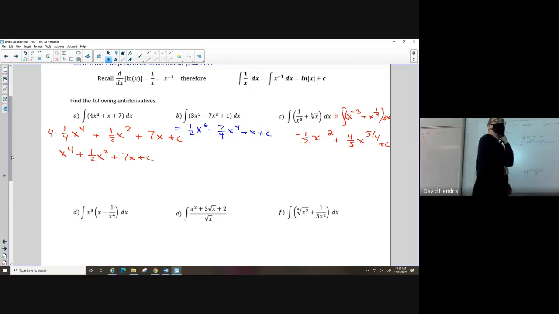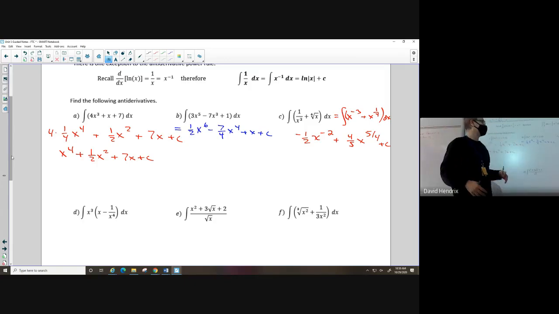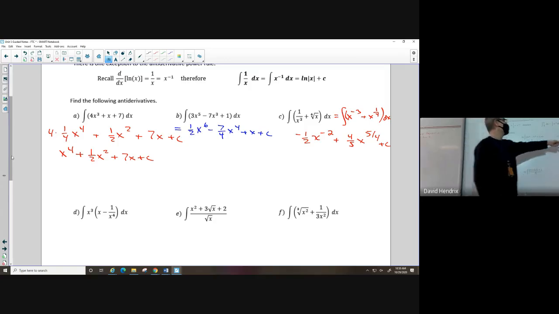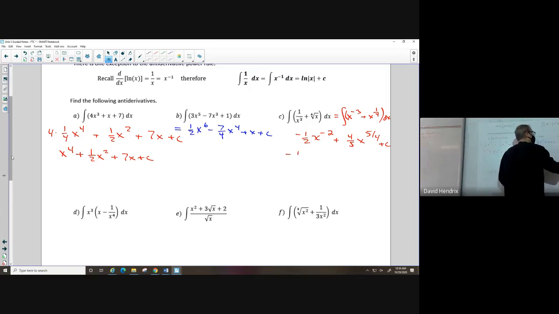Now, I don't want you guys leaving this with negative or fractional exponents. We need to get more comfortable. I still feel like many of us are still struggling with our negative and fractional exponents. So we're going to rewrite this as negative 1 over 2x squared plus 4 over 5, and this would be the 4th root of x to the 5th.